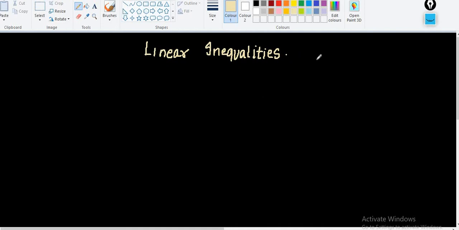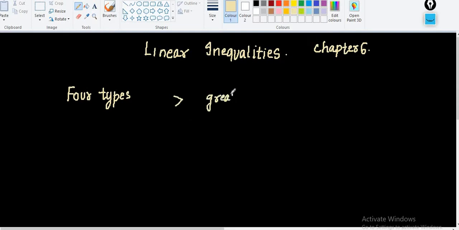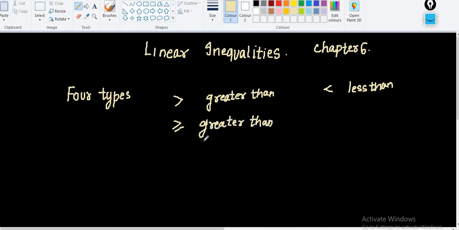In this chapter, chapter number 6 of NCERT, we will deal with 4 types of linear inequalities. This is the symbol for greater than, this is the symbol for less than, this is greater than or equal to, and this is less than or equal to.